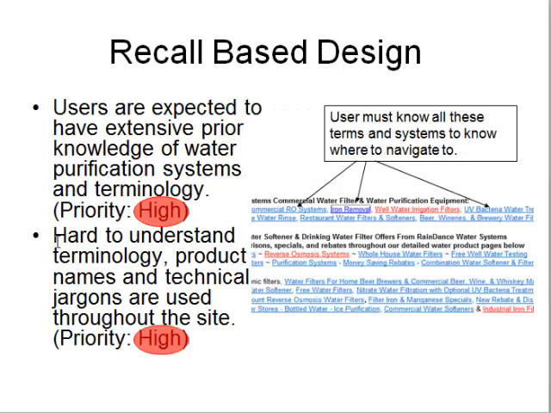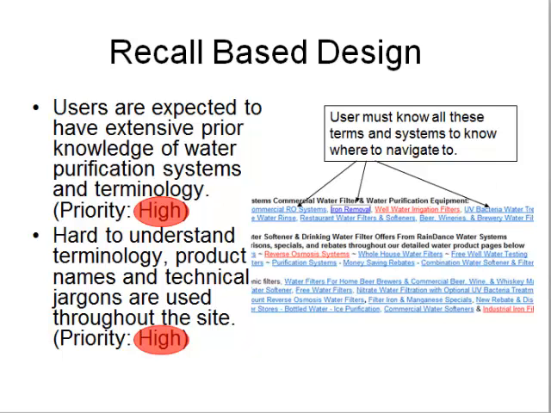When we looked at this aspect of the Raindance water system, we noticed that there's a lot of technical information that's used, and they expect the user really to know these in order to navigate through the screens. And then hard to understand terminology was another area. Basically, the user has to know what reverse osmosis means, or removal means, or what different kinds of filters are in order to even get past the first page.